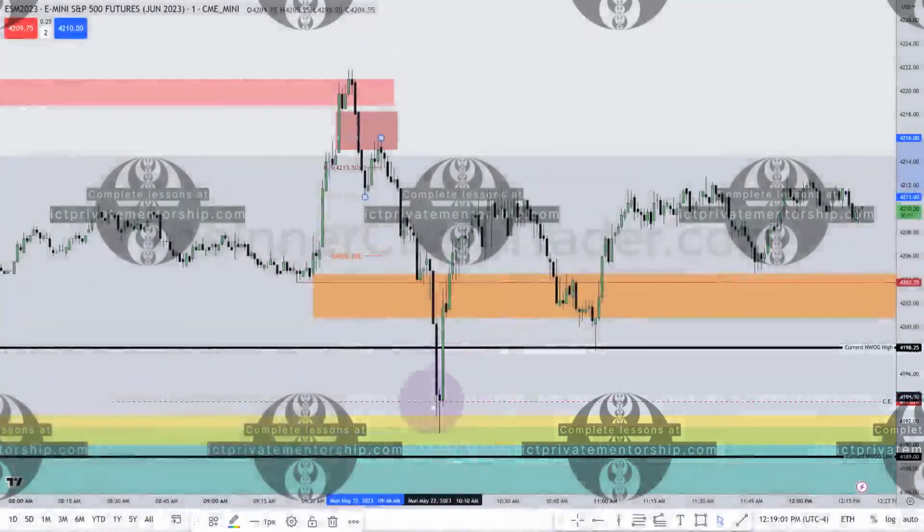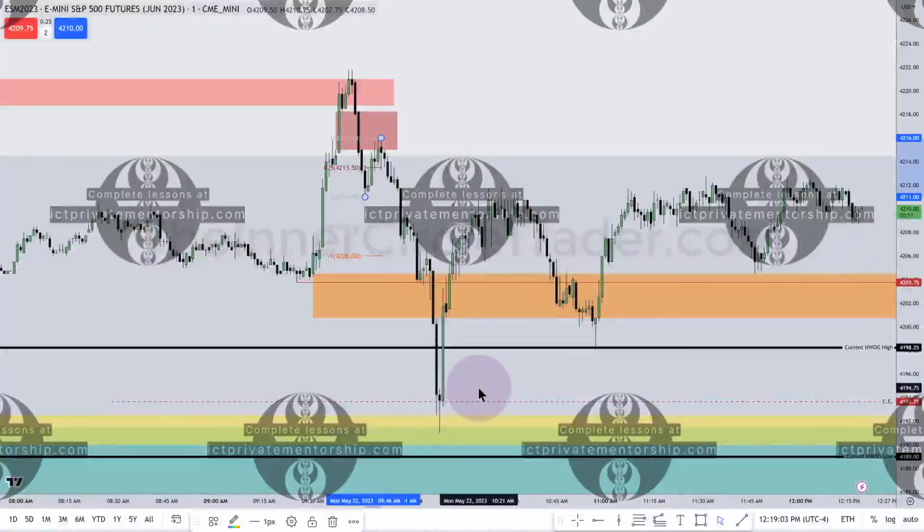Okay, look at the bodies of the candles. Are they going to consequent encroachment? Yes. What is the closing price on this candle right there? 4193.75. Perfect. That's exactly the consequent encroachment level for the current new week opening gap. That's algorithmic. But the market will offer lower prices beyond that, and that's where the damage is done.